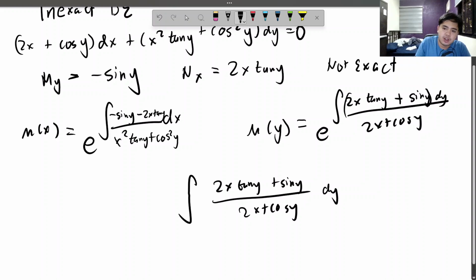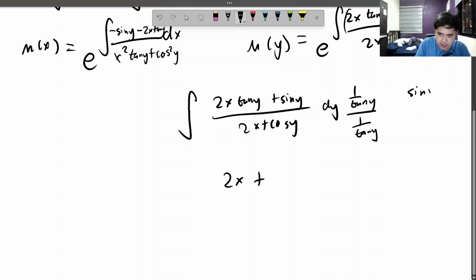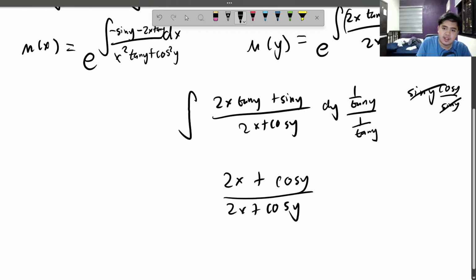What if we divided both sides by 1 over tangent y, sorry, 1 over tangent y. What happens in the upper one? Well, the tangent y is cancelled, leaving us 2x plus sine y times cotangent y. Cotangent is cosine y over sine y. Sines will cancel out, leaving us with cosine y over. Let's not touch 2x plus cosine y here. And this one, tangent y is on the bottom, so we will put it on top like this.